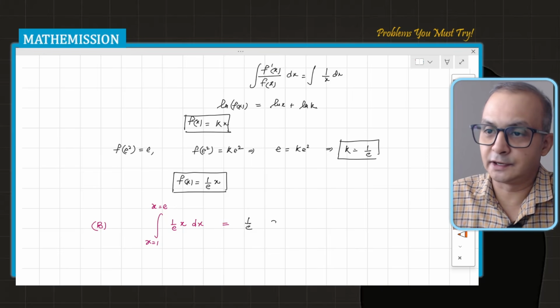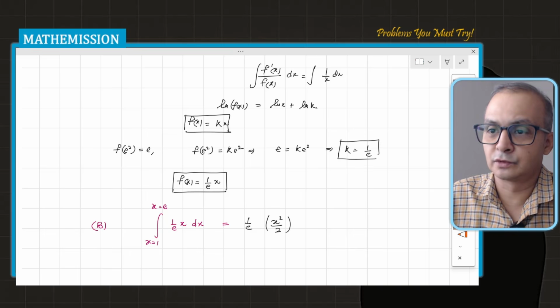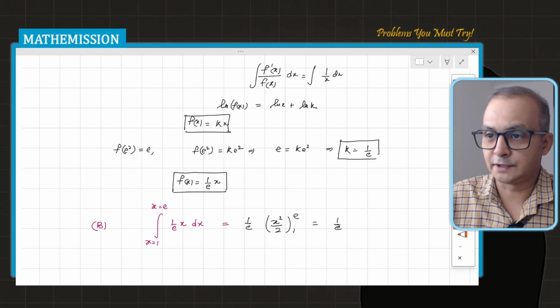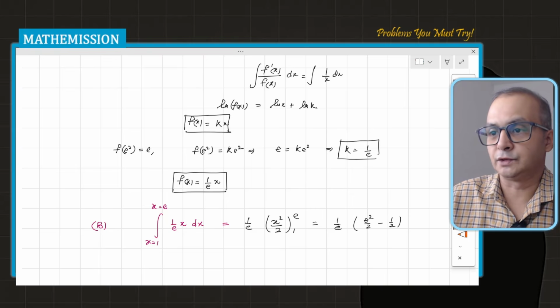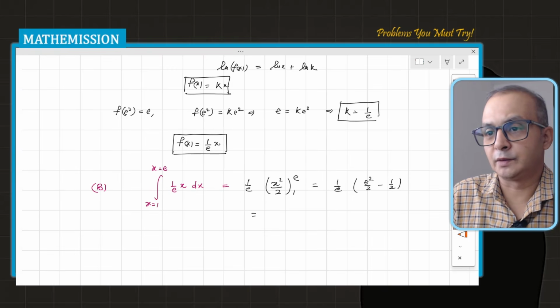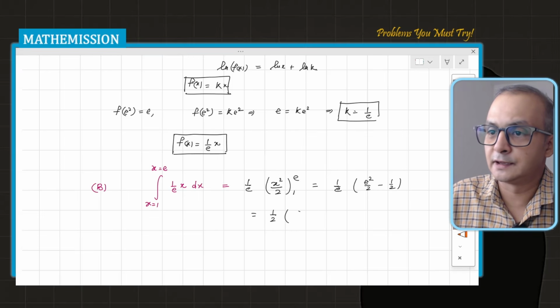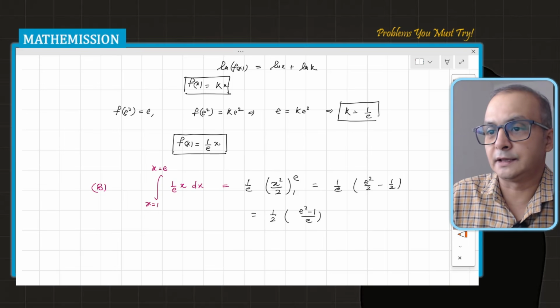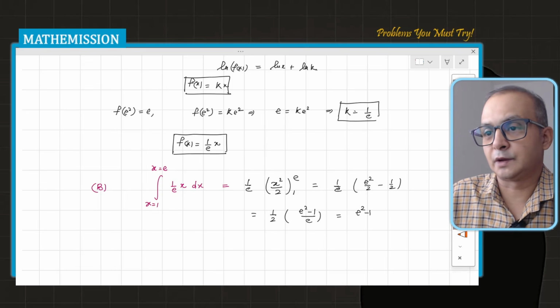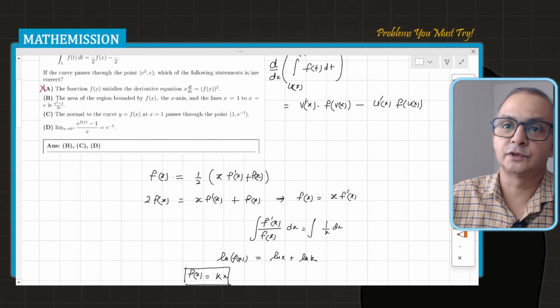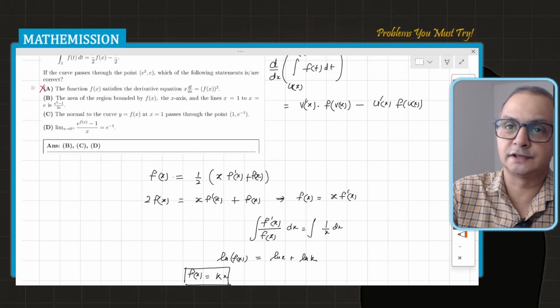Integration is already established: x²/2, from 1 to e. So we simplify by substituting. We get e²/2 − 1/2. I can take 1/2 common and multiply by the e there. So what I get here is (e² − 1)/2e. This is already given, so this is the correct choice.